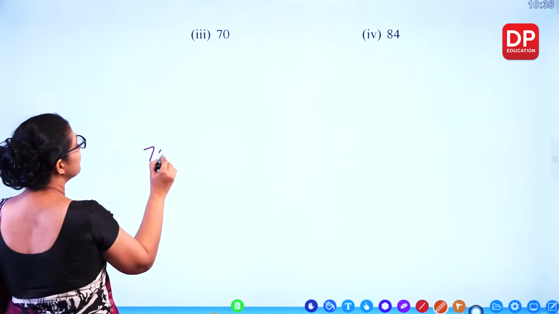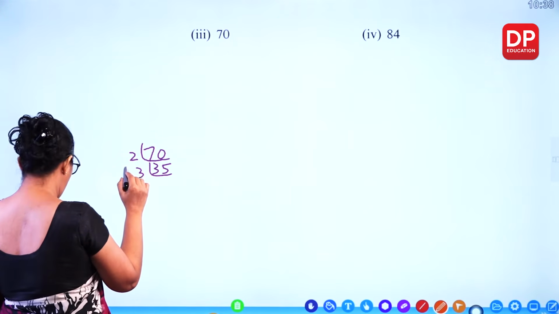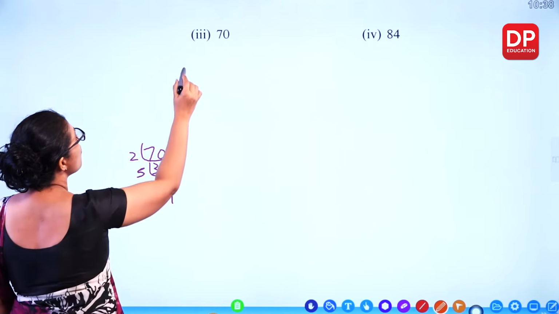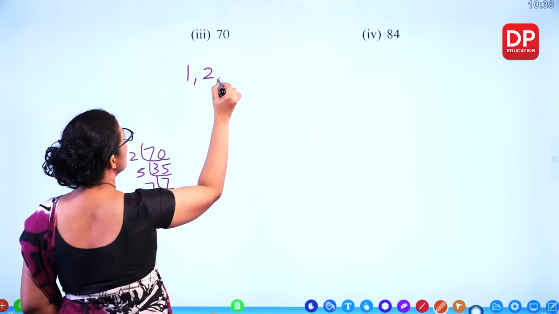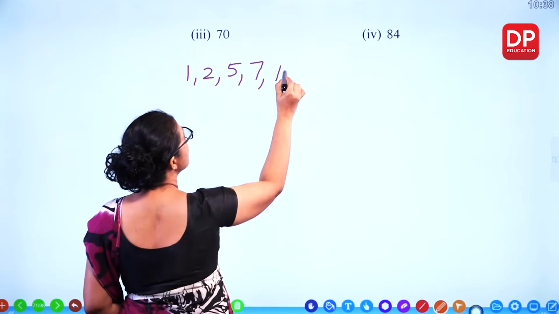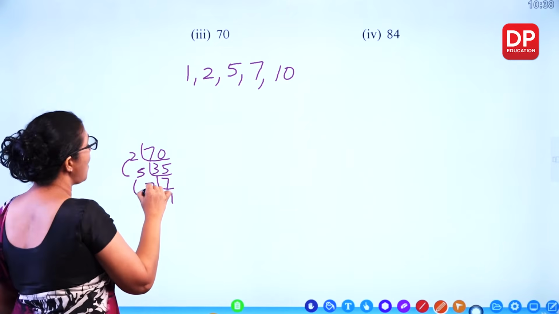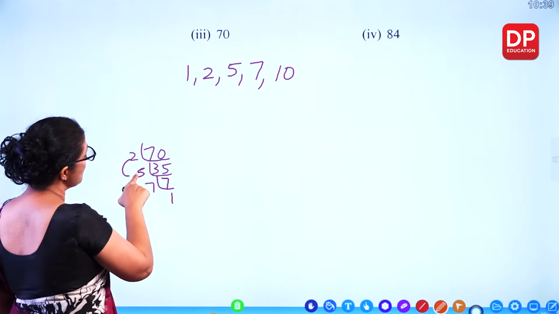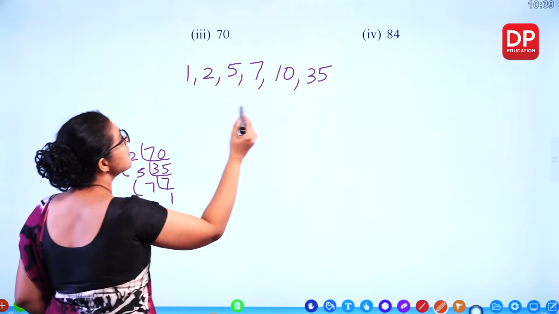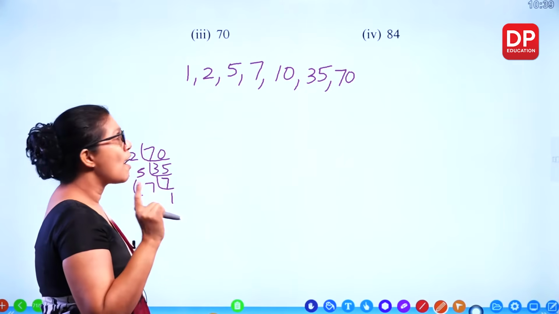70, divide by 2, divide by 5 and 7. So 1 is a factor, 2, 5, 7. Then 10, 2 times 5. Then 5 times 7, 35, or 70. 1 and the last number are always factors.